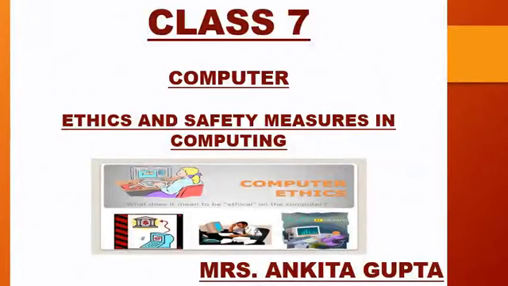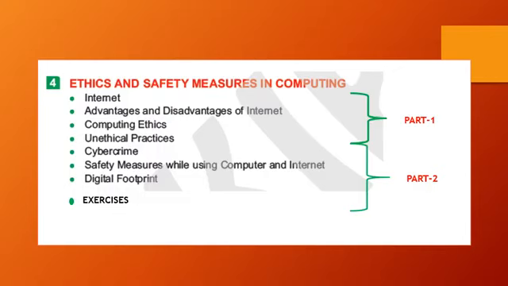Hello students, today we will begin our next chapter, Ethics and Safety Measures in Computing. I have divided this chapter in two parts, part 1 and part 2. In part 1, we will discuss internet, advantages and disadvantages of internet, computing ethics, unethical practices. In part 2, we will discuss cybercrime, safety measures while using computer and internet, digital footprints, and exercises. Let's start with our chapter.